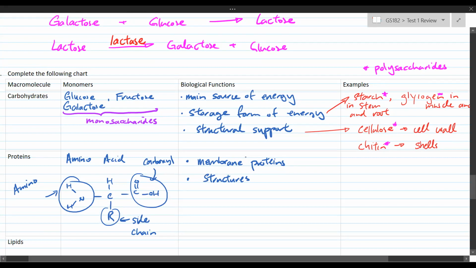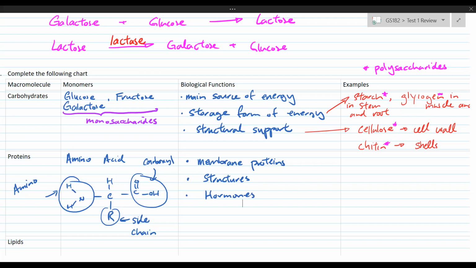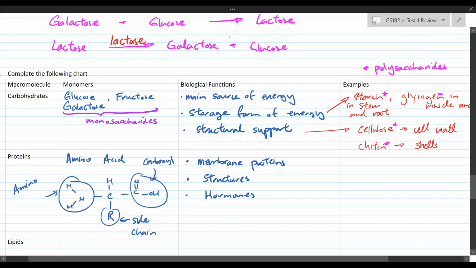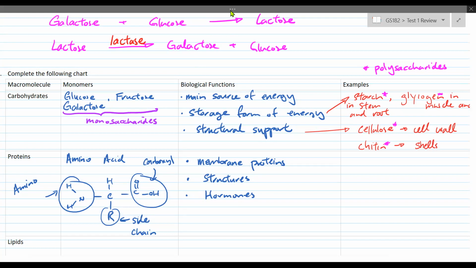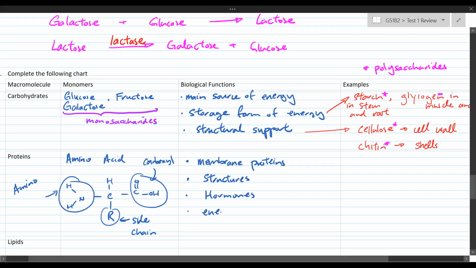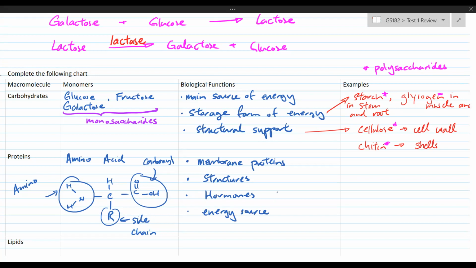We also have proteins that will form hormones. Okay, some hormones are lipid, some hormones are proteins. And of course, there's energy source. We learned last class that the proteins can be broken down into amino acids, and depending on which amino acid it is, you can feed them into different parts of cellular respiration.